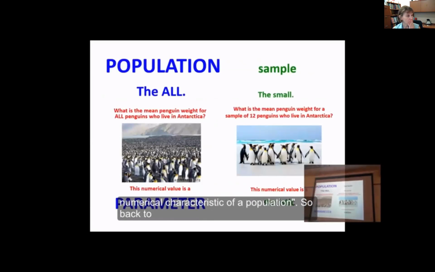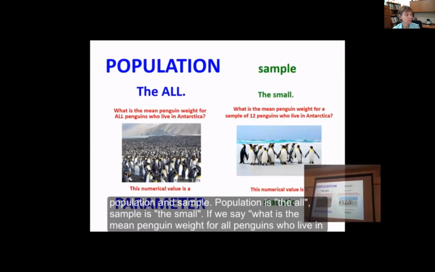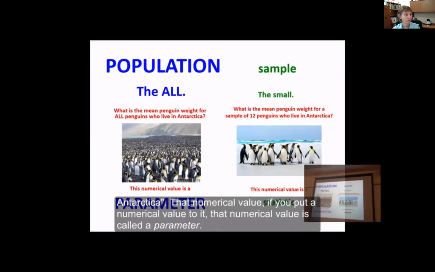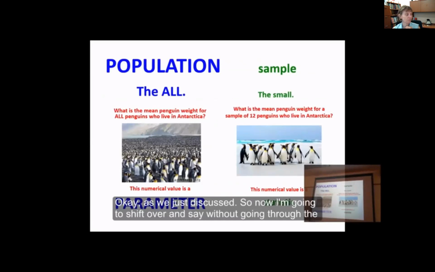So back to population and sample. Population is the all, sample is the small. If we say, what is the mean penguin weight for all penguins who live in Antarctica? That numerical value, if you put a numerical value to it, that numerical value is called a parameter. Okay, as we just discussed.